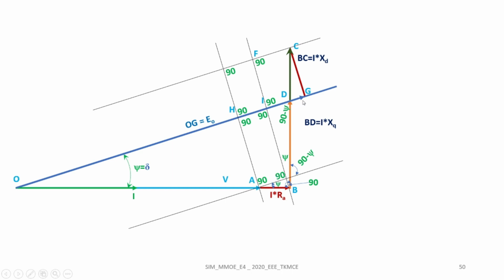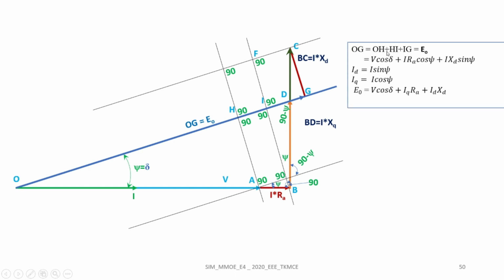Then IG, which is equal to FC. In order to find out IG, let's consider this triangle BFC with BC as its hypotenuse, and this angle is psi. So FC is equal to BC sin psi, that is I into XD sin psi. So OG, which is equal to E0, is the sum of OH, HI and IG. Substituting, we can obtain OG as V cos delta plus I into RA cos psi plus I into XD sin psi.